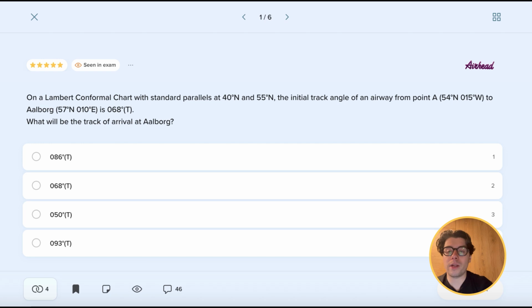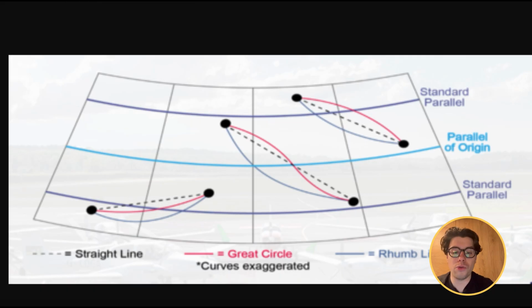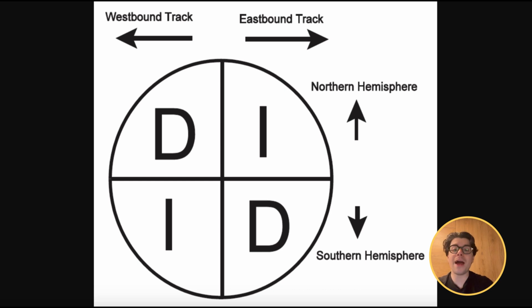Now the question is whether it is increasing or decreasing, and there is a great thing for you to see. And of course, this is referring to the standard parallels and the parallel of origin. As you can see, the one is in the middle. And now that we know that our conversion angle is 18 degrees, now the question is whether to add it or subtract it. There is a great mnemonic which goes di, di, or dd.